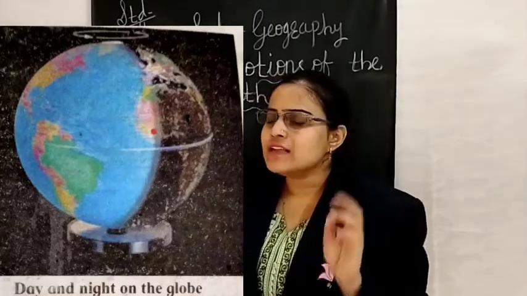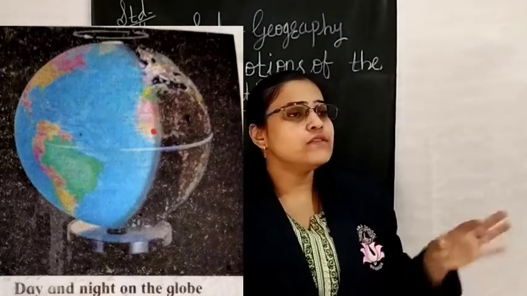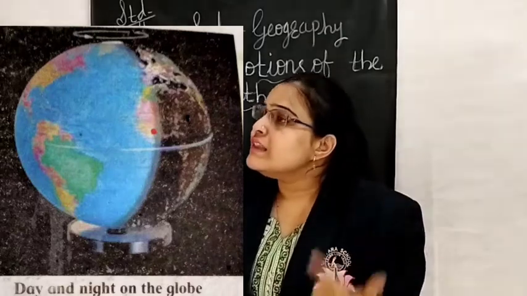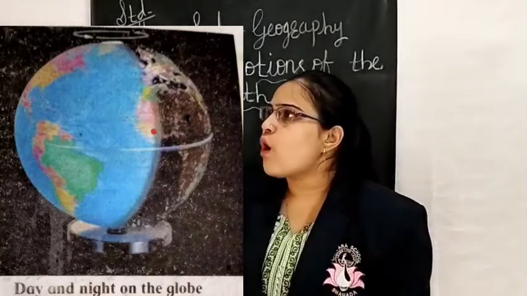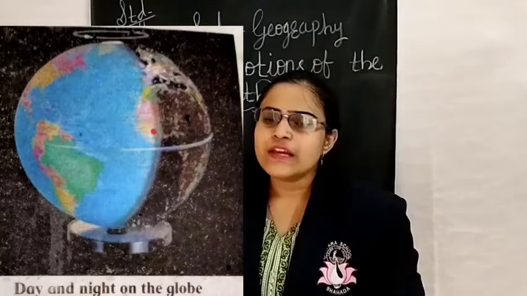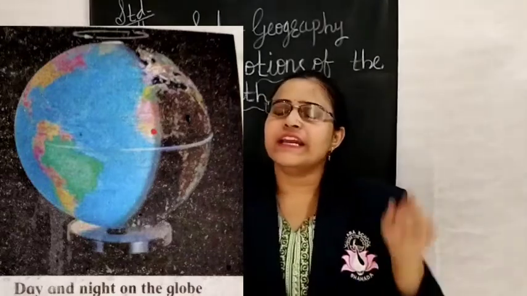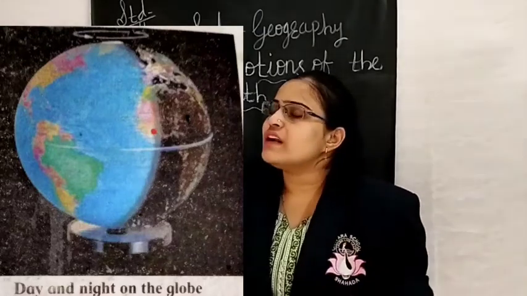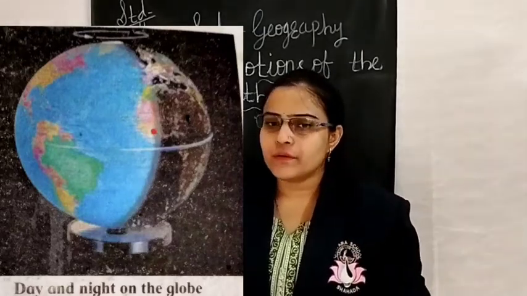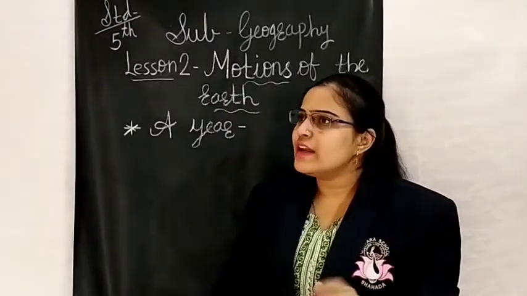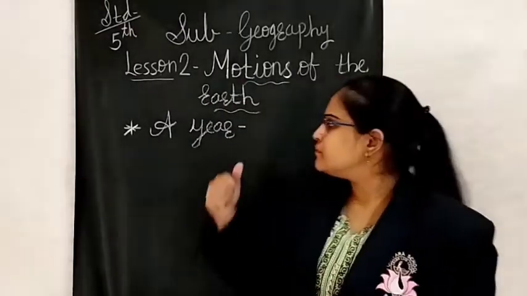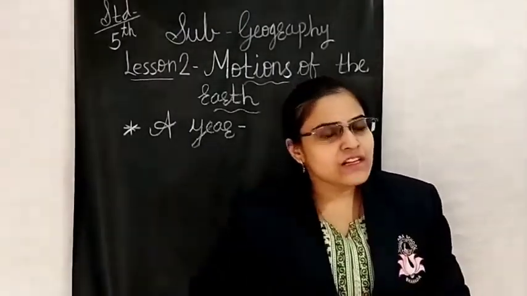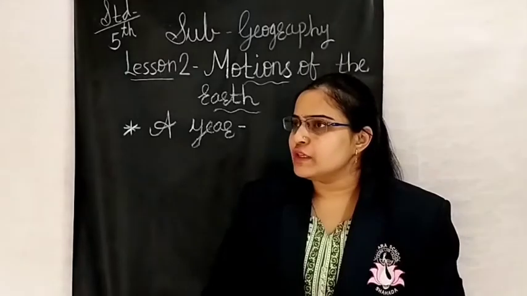A day has two parts: daytime and night time. For the purpose of measuring time, we divide the whole day into 24 parts, each of which is called an hour. Now the next one, year. Before that, we have to do one more activity.